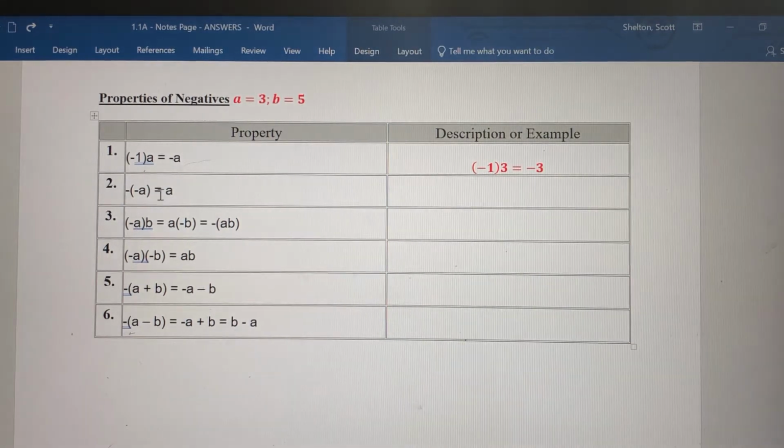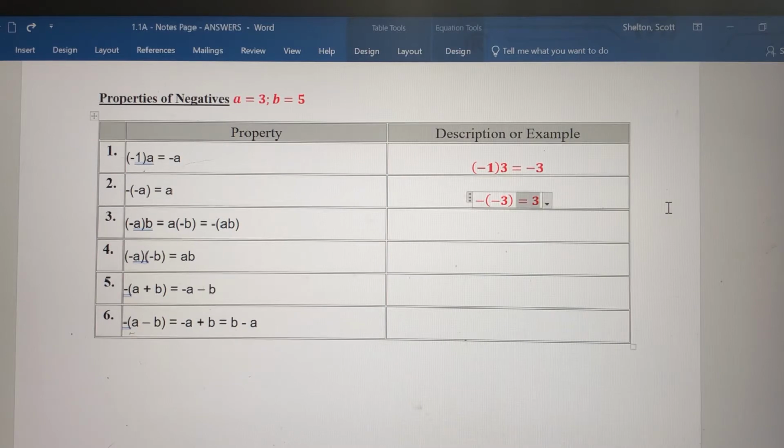If we've got a negative A here instead of a positive A, so we've got a -1 times a negative A, or we have the opposite of negative A. Either way, we're going to get a positive A, okay? So when I plug in 3 here, so I've got a negative times a -3, -1 times -3, or the opposite of -3. Either way, I get +3 as my product, okay?